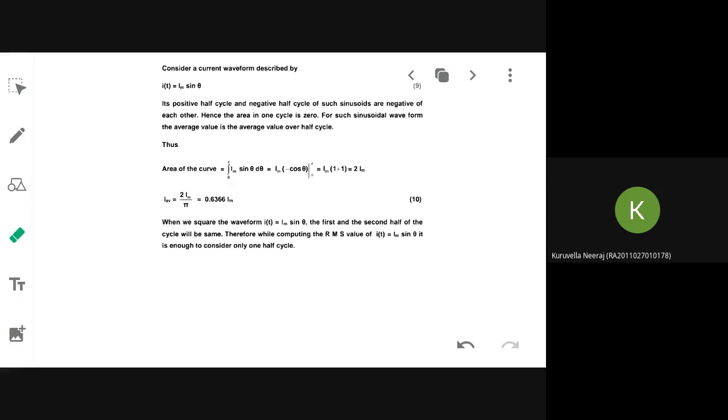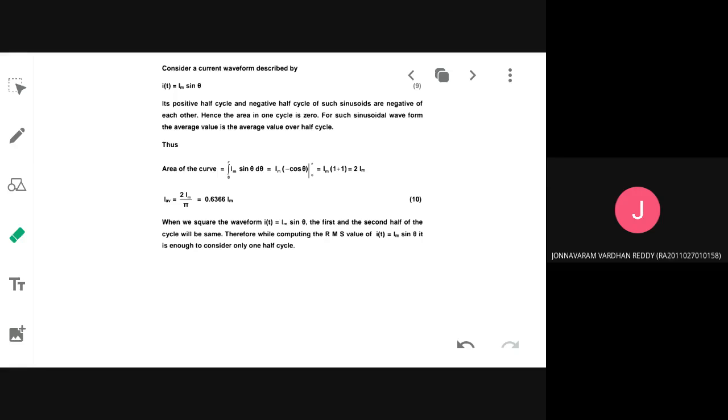There are three ways of representing AC quantity. Now what are the three ways? Peak, average and one more? RMS. What is the other quantity? Ma'am, for a complete one cycle the average is 0.